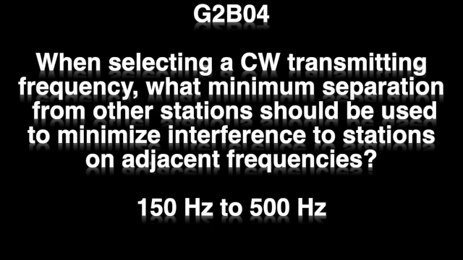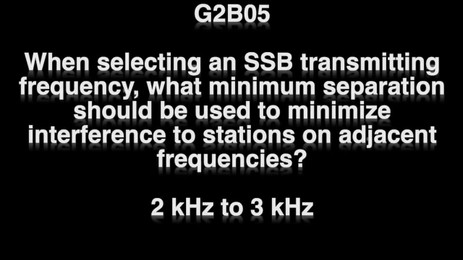G2B04. When selecting a CW transmitting frequency, what minimum separation from other stations should be used to minimize interference to stations on adjacent frequencies? 150 Hz to 500 Hz. G2B05. When selecting an SSB transmitting frequency, what minimum separation should be used to minimize interference to stations on adjacent frequencies? 2 kHz to 3 kHz.